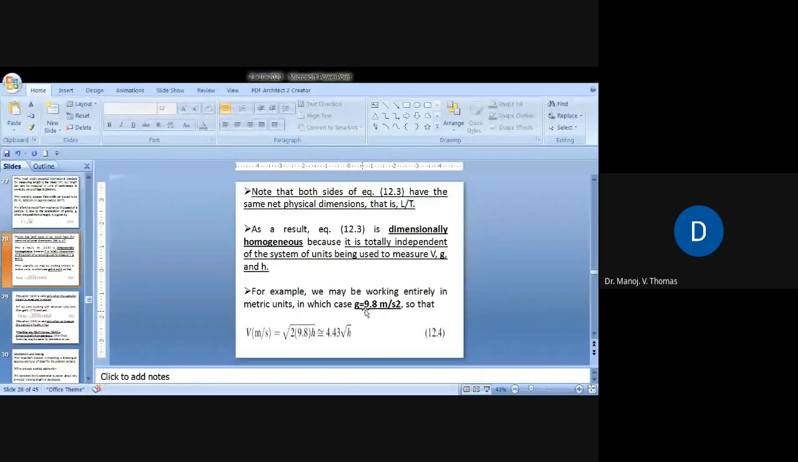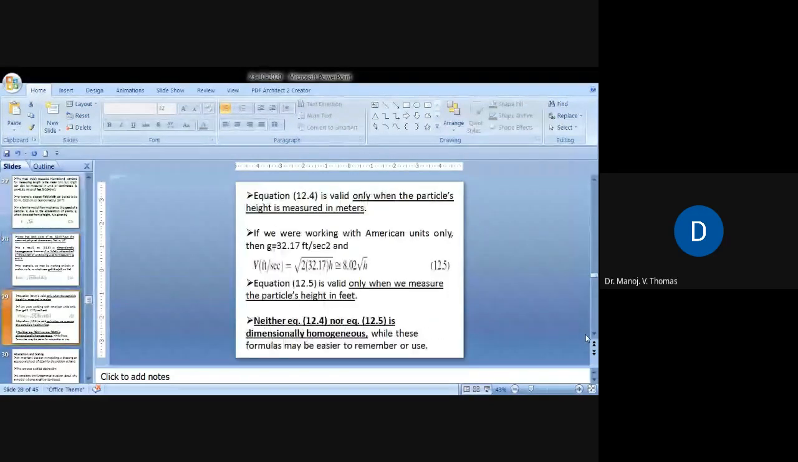Yeah. So is it dimensionally homogeneous? V is equal to square root of 2 into 9.8 into h, so 4.43 into square root of h. Here h should be measured in meter. So that is the meaning. Equation 12.4 is valid only when the particle's height is measured in meter, because we have derived this equation using g in meter per second square. So ultimately that h has to be replaced with some value in meter.